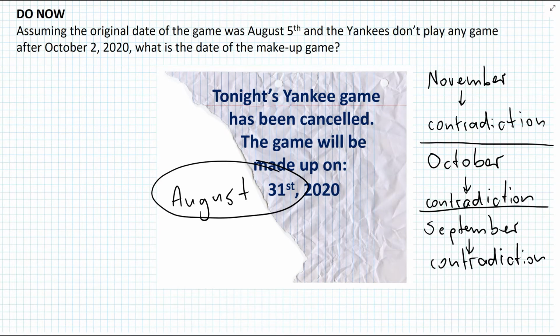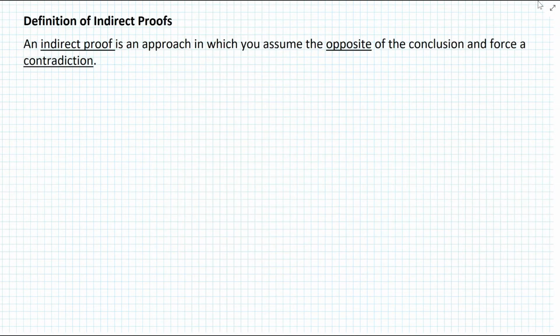This example is a demonstration of an indirect proof. How so? Because it turns out that in logic and in an indirect proof, you're stating the opposite of the conclusion, and then you're forcing a contradiction. And that is basically the definition of an indirect proof. So here's the definition. An indirect proof is an approach in which you assume the opposite of the conclusion and force a contradiction.